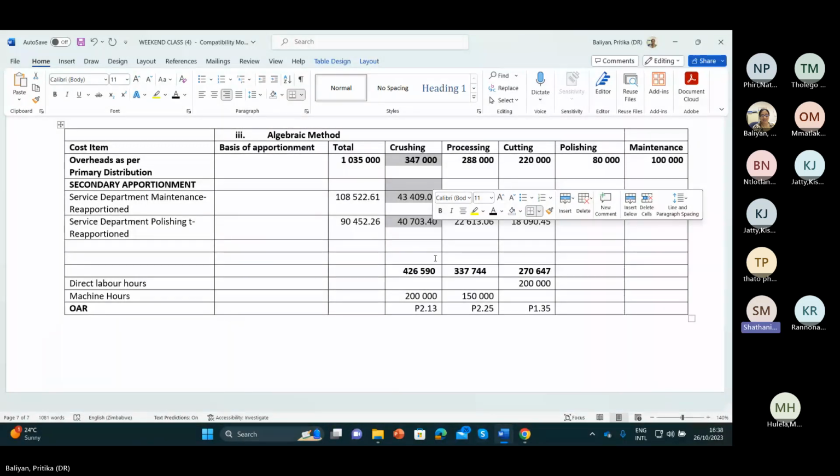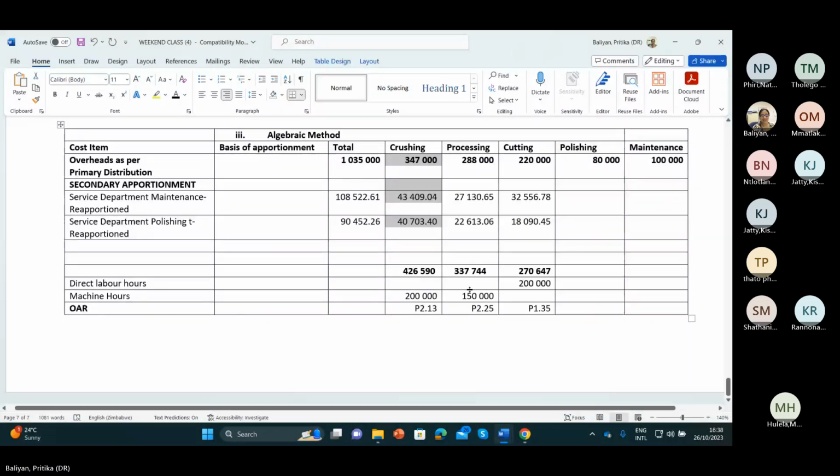Ma'am, can I ask a question? Yes, please. When you're calculating for polishing, you're multiplying the percentages with which one? The total overhead cost of polishing department, which we just calculated by the equation, the value of P. Your P means 108? The sum that we got when we were calculating from the equation.